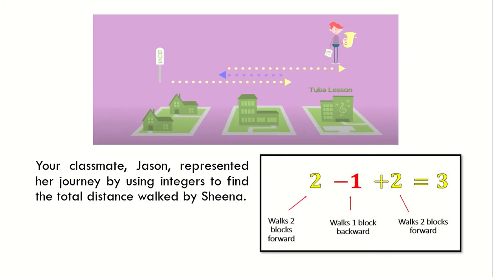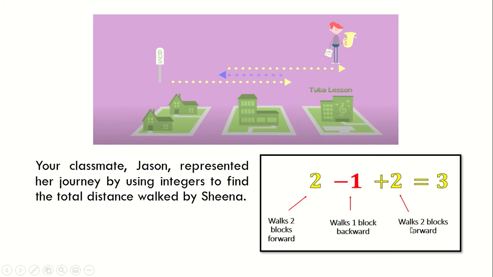With the situation of Lucy, your classmate Jason represented her journey by using integers to find the total distance walked by Sheena. So according to Jason, she walks 2 blocks forward. So that's a positive 2 because it's going to the right based from our previous lesson. And then she walks 1 block backward. So that's going to the left. So that means it's a negative 1.